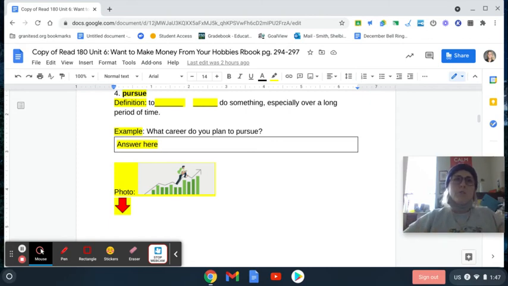Maybe you want to pursue becoming a firefighter. Maybe you want to pursue becoming a teacher. Maybe you want to pursue being a doctor. So what is the career you want to pursue? And then the picture right here is just somebody who's climbing up because they're gaining or going up over a long period of time.